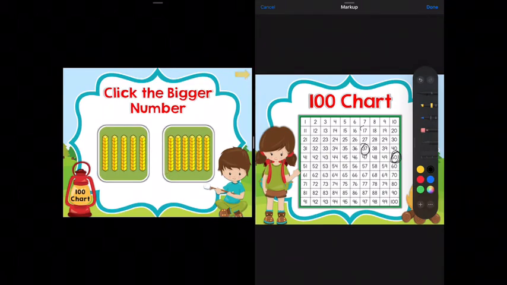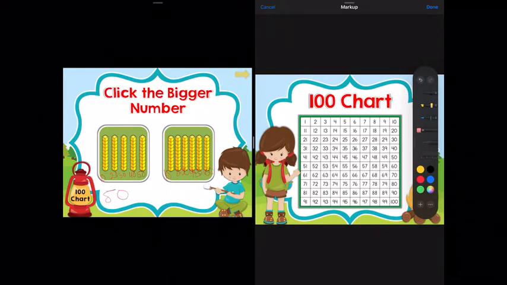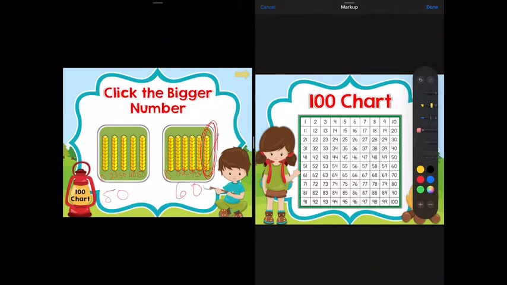Click the bigger number. Let's count it. 10, 20, 30, 40, 50. This is 50 and this is 10, 20, 30, 40, 50, 60. We already did this one. Remember we said the 60 had an extra 10 than the 50, so this has more. It's greater than.